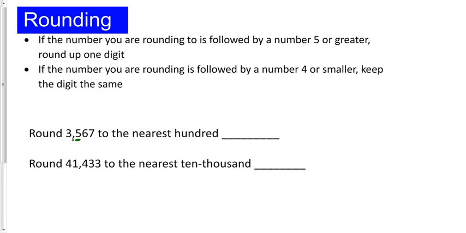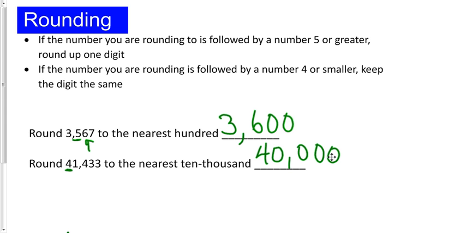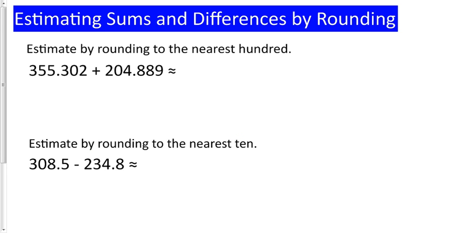This is the hundreds place, means I look here at the 6, and since that's greater than 5, I'm going to change that 5 to a 6. 3,567 is closer to 3,600 than 3,500. And then for the next example, I want to round to the nearest 10,000. So 41,433, it's followed by a 1, so that 4 is going to stay the same, and everything else is replaced with zeros. Here I can use rounding to help me estimate sums and differences.